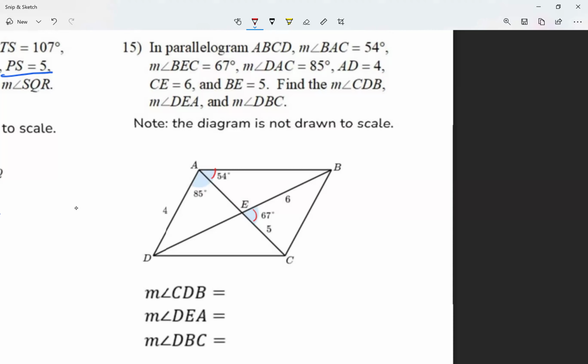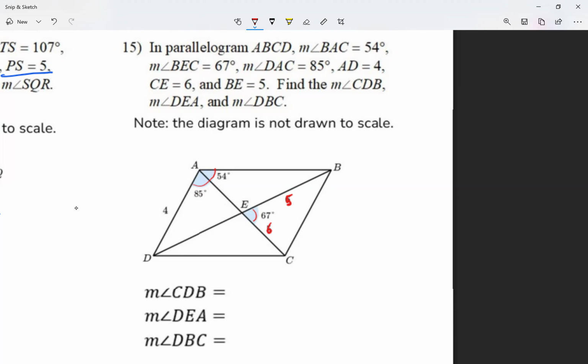Measurement of angle DAC is 85. Yep, I see it there. Segment AD is 4. Yep, I see that there. Segment CE is 6. Oops, I have a typo here. And then BE is 5. Find the measurement of angle CDB, measurement of angle DEA, and a measurement of angle DBC.